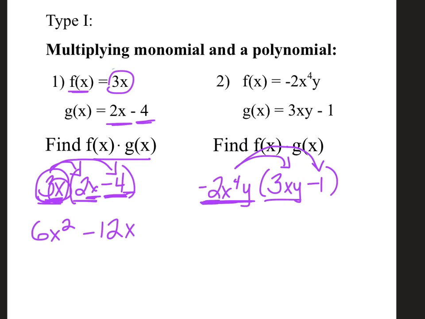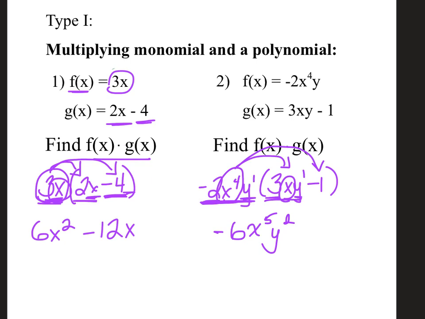Okay, so you multiply the numbers first. Negative 2 times 3 would be negative 6. Then x to the 4th and x, so those are the variables. Here I have 4 x's, here I have 1, so that would be x to the 5th. And here I have y and y, that's y squared, because there's 1 and 1, and that becomes a squared.